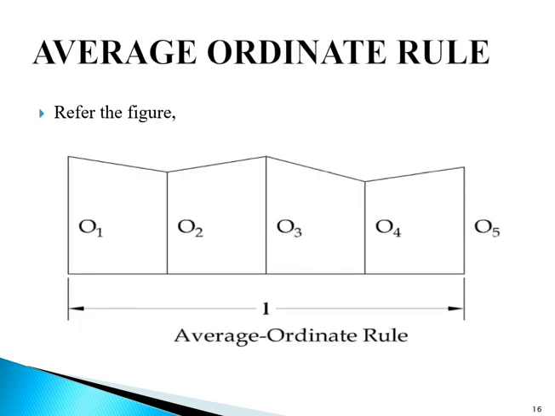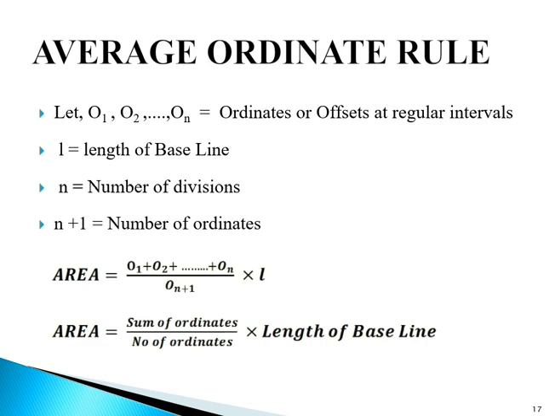Next is the average ordinate rule. Refer to the figure. Let O1, O2 up to On be ordinates, or say offsets, at regular interval. L is equal to length of the baseline. Small n is equal to number of divisions and n plus 1 is equal to number of ordinates. So area will be given by O1 plus O2 plus up to plus On divided by n plus 1 into L. So area is given by sum of ordinates divided by number of ordinates into length of baseline.